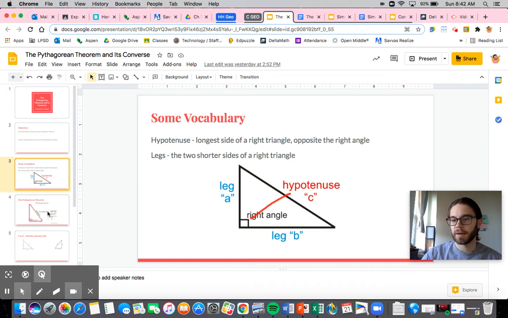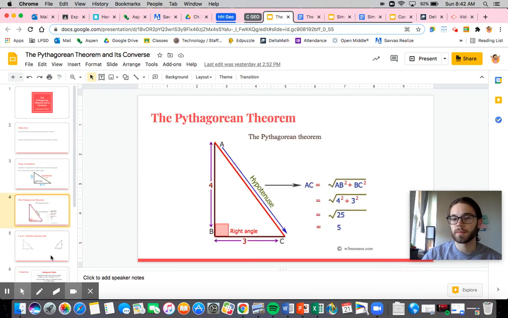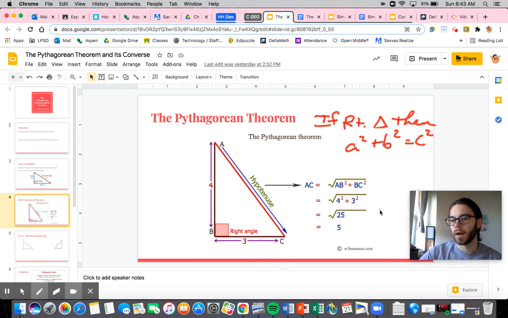So, the Pythagorean theorem. You know it, you love it, you've used it. Let's go over it. The Pythagorean theorem is just a theorem that states if you have a right triangle, okay? I'm going to write this down. So, if right triangle, then a squared plus b squared equals c squared, right? You've seen this before. The formal way of saying it is if you have a right triangle, then the square of the hypotenuse is equal to the sum of the squared legs.